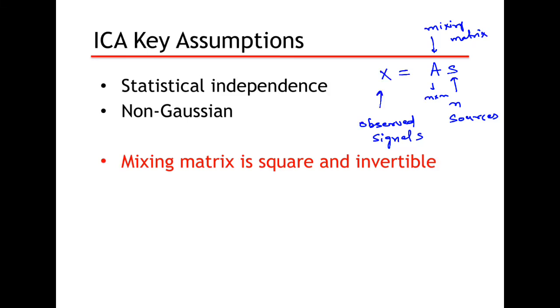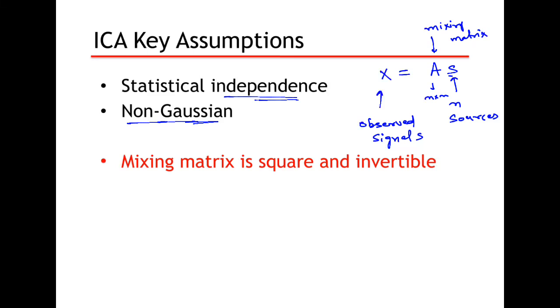And to do that, we have to make several key assumptions. One is statistical independence, which means that different sources in S, the N sources in S, are statistically independent. But that assumption, it turns out, is not enough. The other key assumption we make is that the sources in S are not Gaussian. They are non-Gaussian. And with these two assumptions, it turns out that we can unmix it, provided that you have more observed signals than the number of signals which are getting mixed.